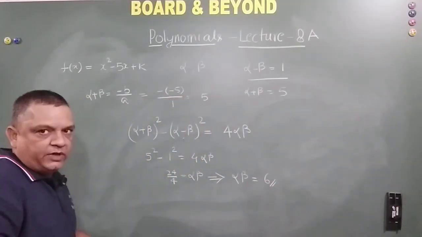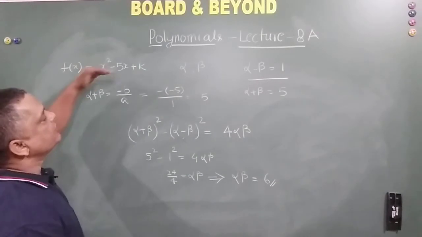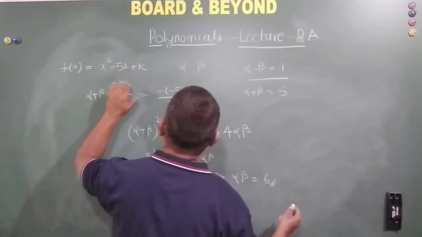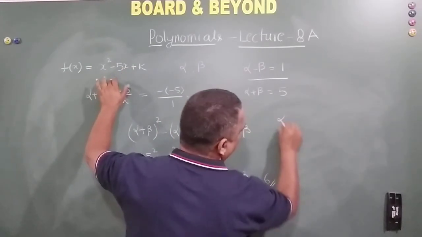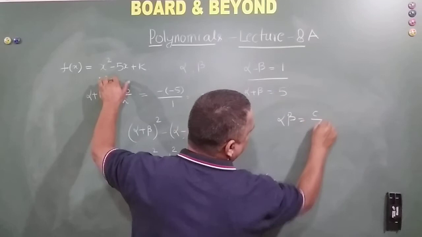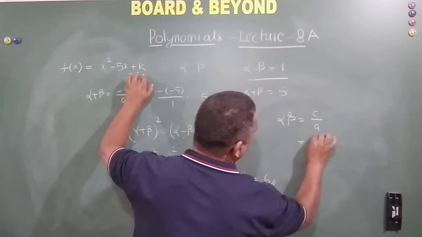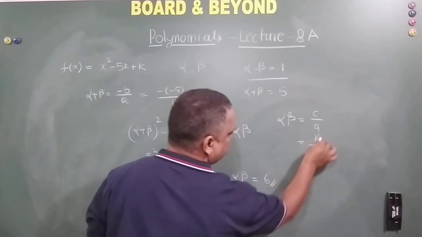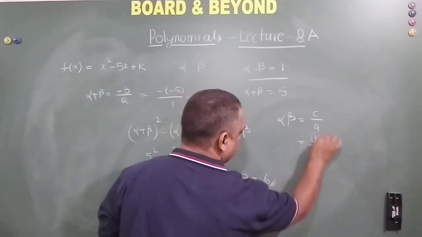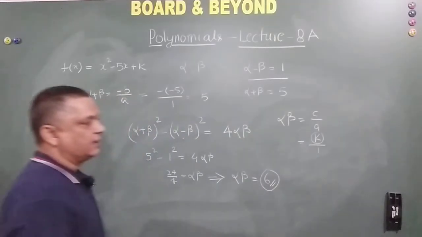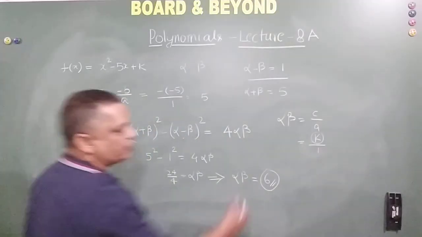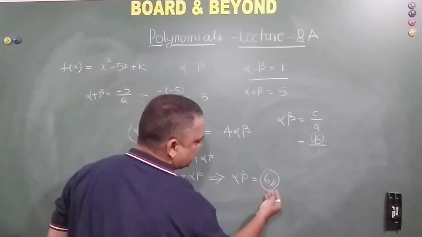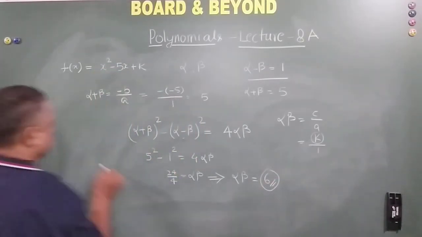But alpha into beta should be equal to how much from the quadratic polynomial? It should be equal to c by a, right? You can see here. So alpha beta is equal to c by a, which is equal to k by a, which is 1. So this signifies that these two should be equal. You are able to follow me? Because alpha into beta is equal to k as per this polynomial, and alpha into beta is equal to 6. So k is equal to 6.